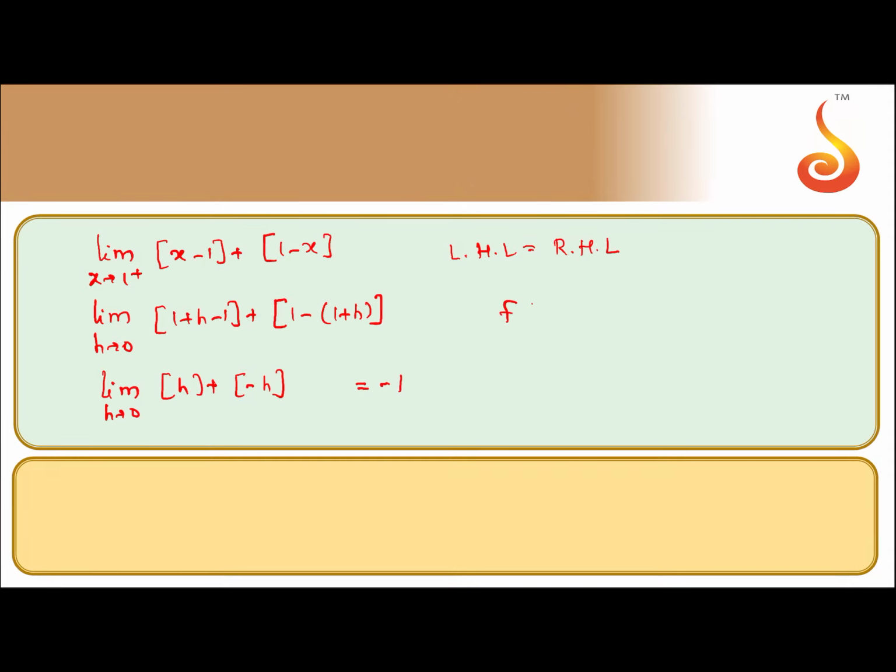Let us calculate the value of the function. F of 1 equal greatest integer of 1 minus 1 plus greatest integer of 1 minus 1, which gives you 0. So it is not equal to f of 1. So this type of discontinuity is called removable discontinuity. Okay, so what is removable discontinuity?